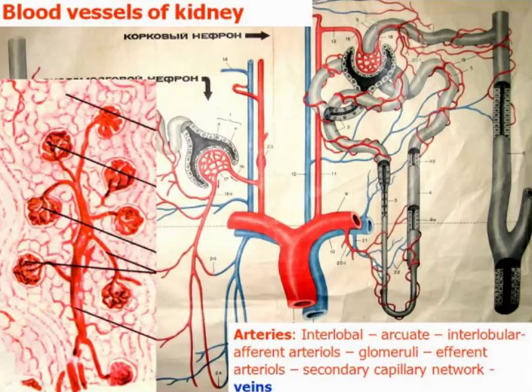Then veins remove the blood: interlobular, arcuate, interlobar and renal vein. In this section of a kidney, where the arteries were injected with red ink, you can see the interlobular artery, afferent arterioles and glomeruli.